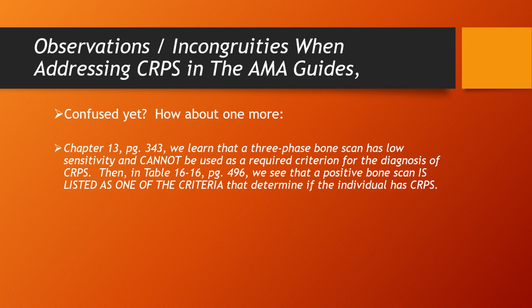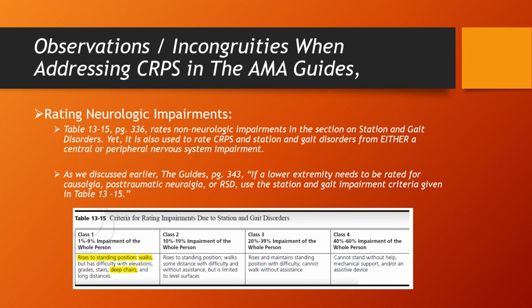Okay, not meant to be confusing. It's just the way this turned out. It's just a very difficult condition that is covering more than one chapter, and as we've discussed, it's 3 chapters. Okay, let's move on to rating neurologic impairments. All right, we're just talking about the neurology aspect here.